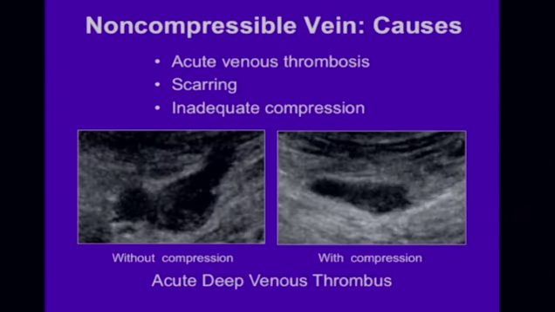A non-compressible vein is a vein that is filled with something, either acute venous thrombosis or scar, or you just haven't pressed hard enough. And so typically we look at the same vessel without and with compression, as in this picture. Side-by-side images, cine loops, or two pictures in a packed system back to back are all ways to look at the two vessels together.